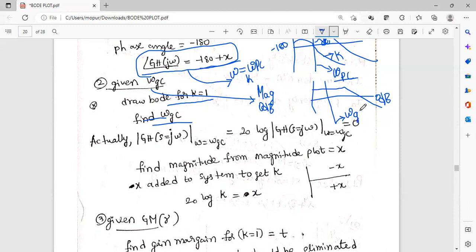Actually, at the gain crossover frequency, the magnitude plot and 0 dB should coincide. But we had drawn the plot for k equal to 1, so they are not coinciding. So this should be eliminated. Find this value x from the graph by drawing a vertical line at the given gain crossover frequency. Now, the value of x should be eliminated. So what is this x? 20 log k is equal to x. You equate 20 log k equal to x and find the value of k.